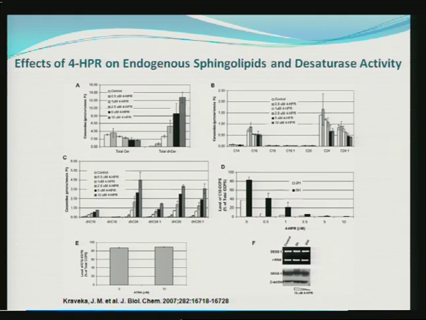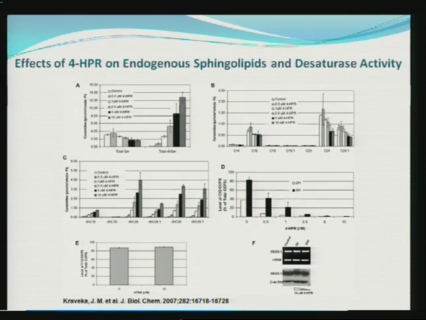And what we found here in this block, looking at 2 hours and at 6 hours, was a dose-dependent decrease in the generation of the ceramide product, suggesting that the effect was due to inhibition of the desaturase enzyme. We looked at the level of our mRNA and protein for desaturase, and it was unchanged, suggesting that either this effect was due to post-translational modification or due to a direct inhibition of the enzyme.